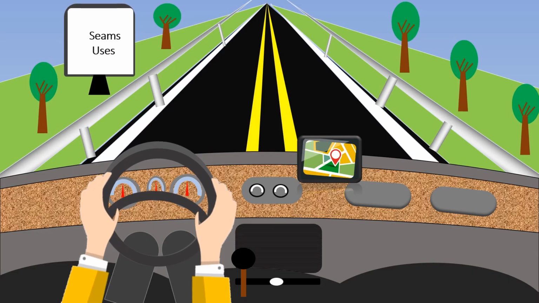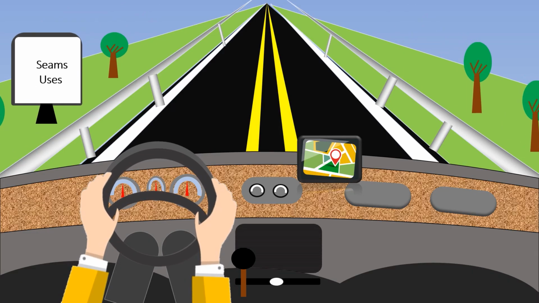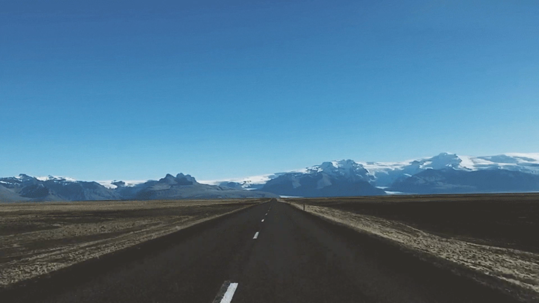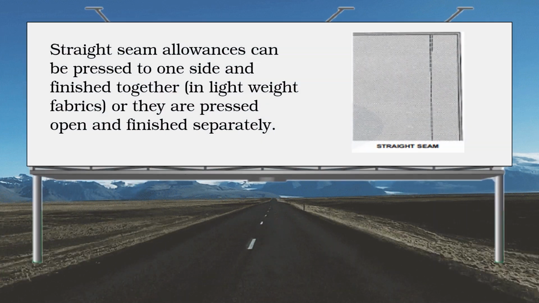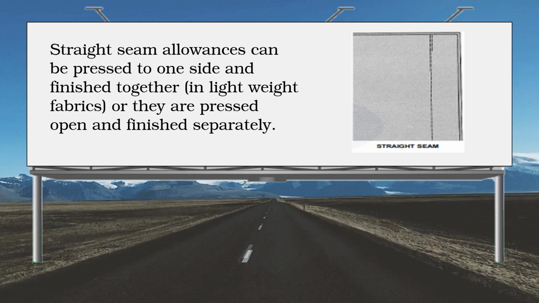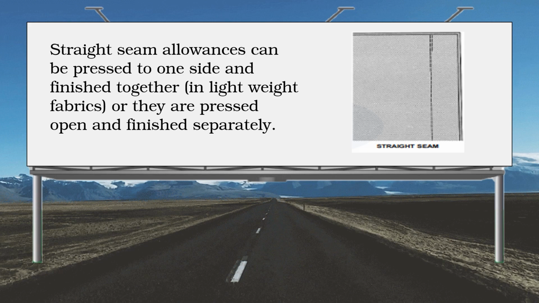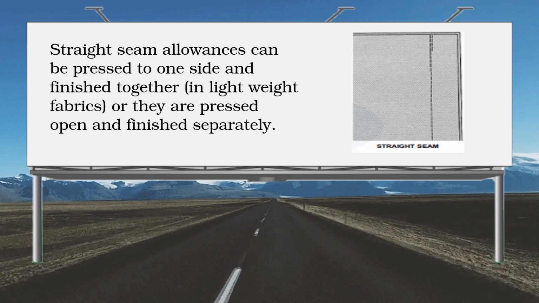Let's move forward to the second topic, seam uses. Straight seam allowances can be pressed to one side and finished together in lightweight fabrics, or they are pressed open and finished separately.